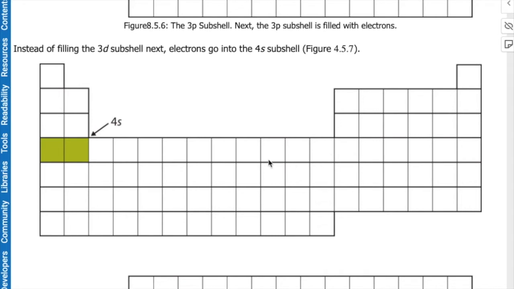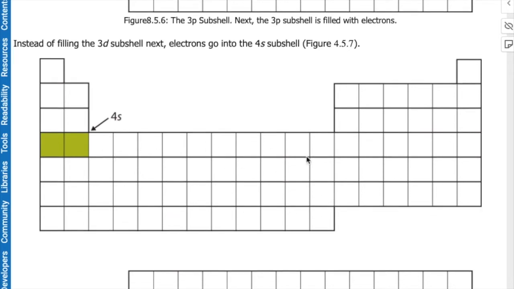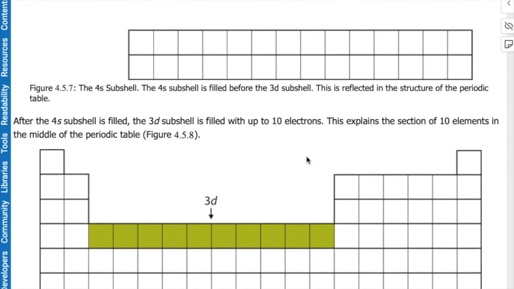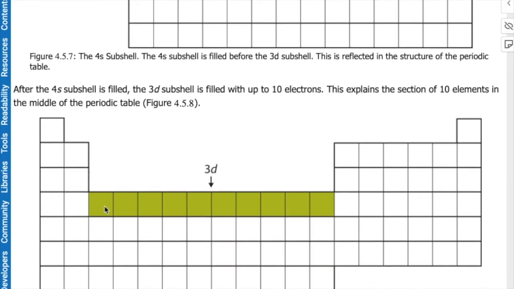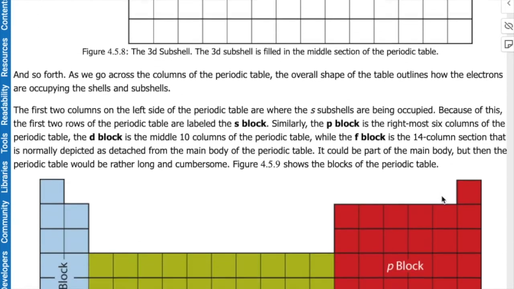This sunken moat area of the castle is where we're filling the d orbital. There are 10 columns here, and there are 10 electrons that fit in the d orbital. The only thing is that after the 4s, we don't fill 4d, we fill 3d. We're going one level behind to fill the d orbitals. And then we go back to level 4 and start filling the 4p.